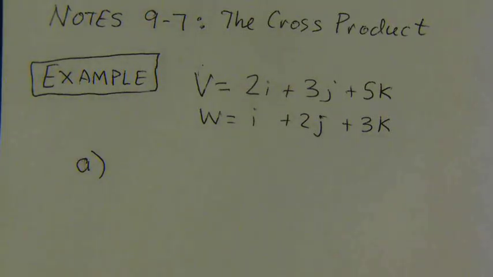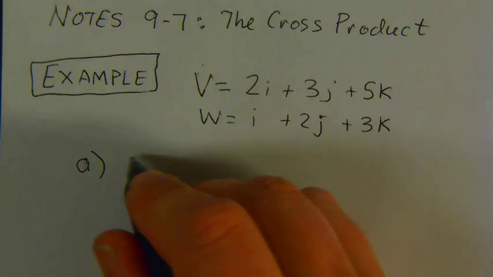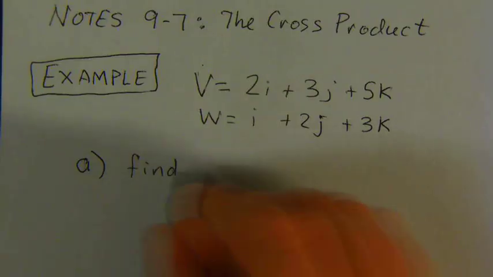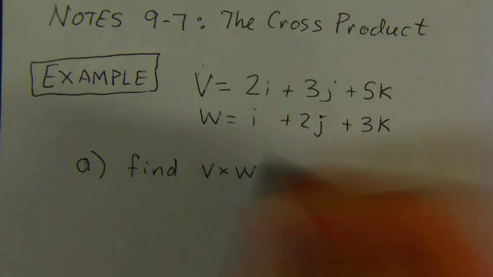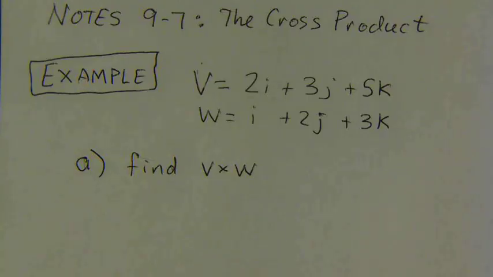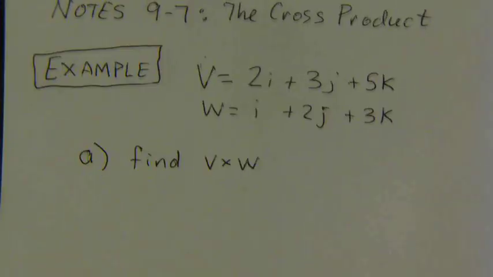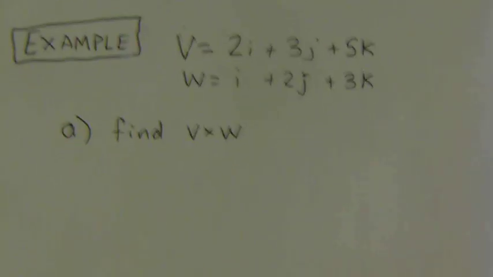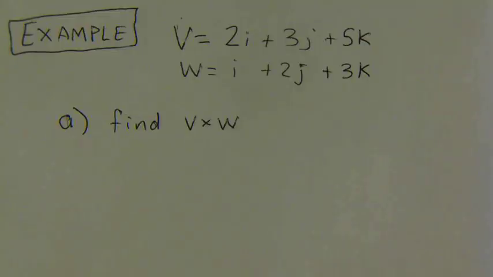Part A. Find the cross product between v and w. When we do dot product, it's v dot w. When we do cross product, it looks like the old-fashioned times symbol, v times w. So you know which product they're talking about. And here is how we do it.